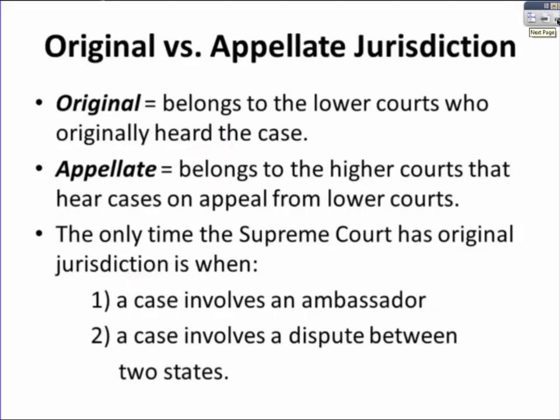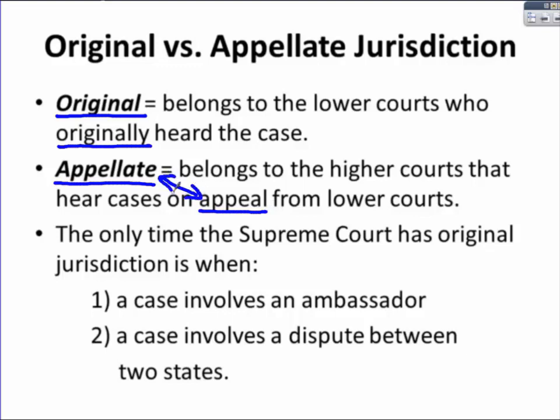Original and appellate jurisdiction. Original jurisdiction means that a court is the very first to hear the case. So the very first time that a case is being heard by the court is original jurisdiction. Appellate jurisdiction belongs to higher courts that hear cases on appeal. Appellate, appeal. The words are very much the same.